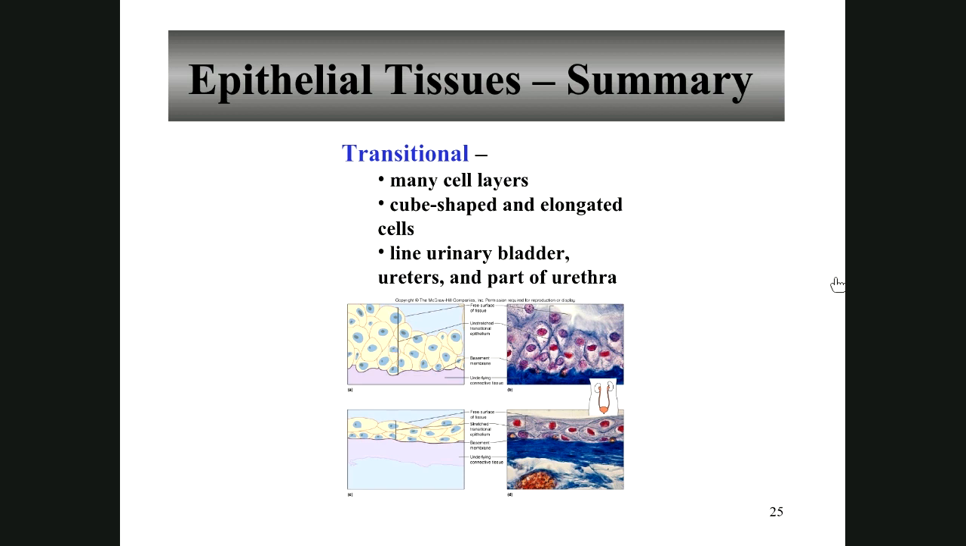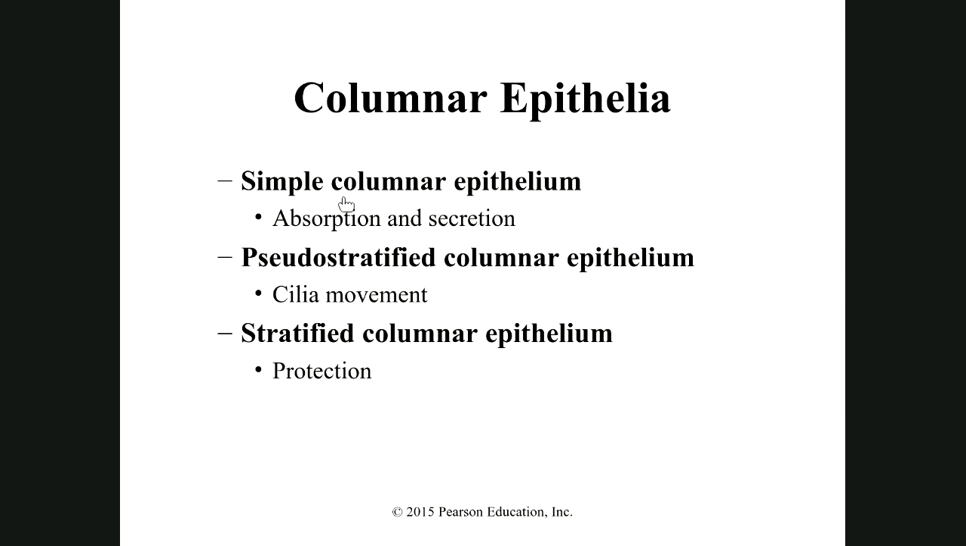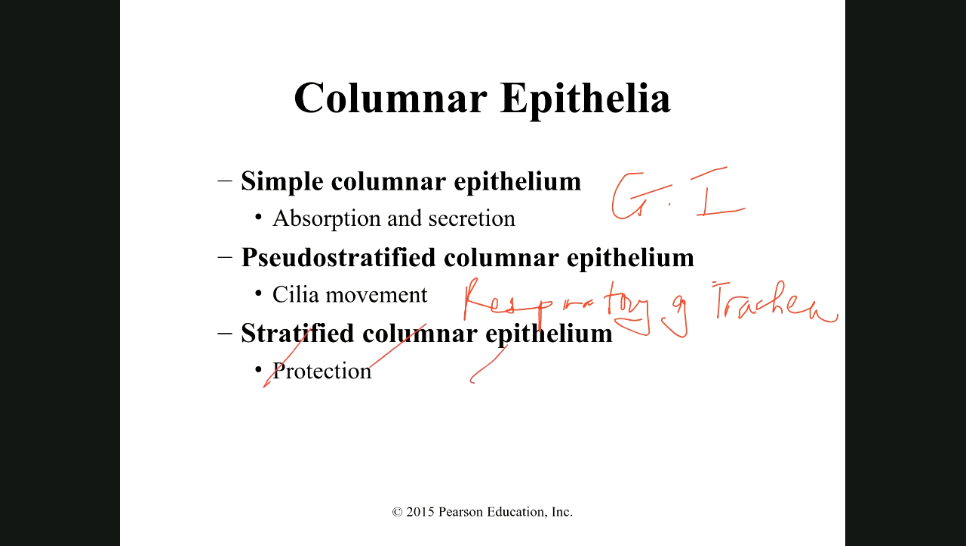And then lastly, columnar epithelium. The simple columnar is oftentimes in the GI tract, the gastrointestinal tract. If it's pseudostratified columnar, that's usually the respiratory tract, like the trachea, which is a good example. And stratified columnar is usually for protection; don't even worry about this one.